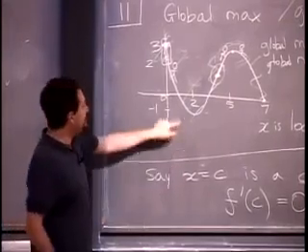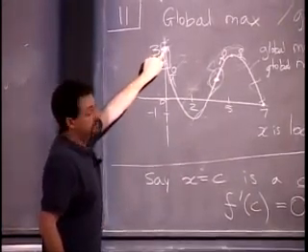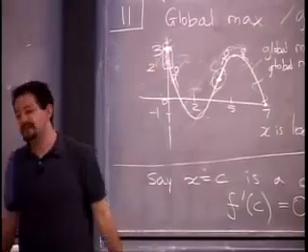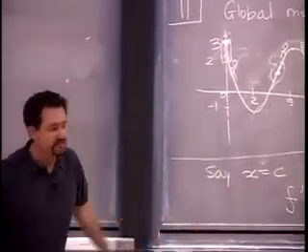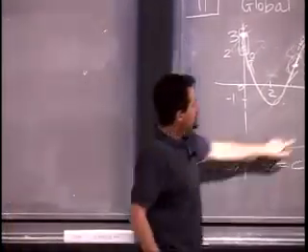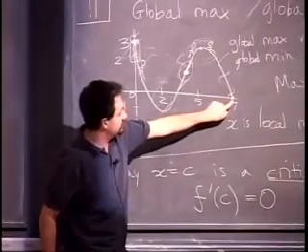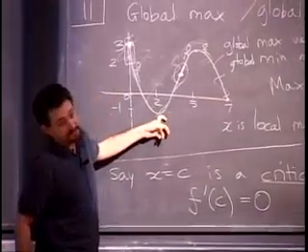And as you see, this endpoint is a global maximum. It's also a local maximum because every global maximum is also a local maximum. Every global minimum is also a local minimum. Okay, this is a local minimum, but it is not a global minimum, because you're lower down here.